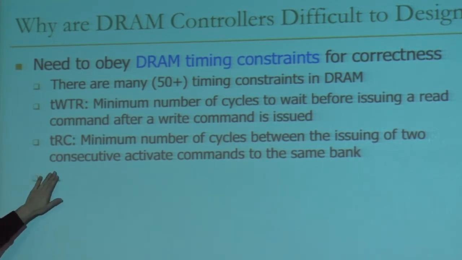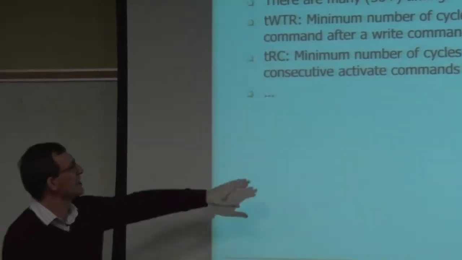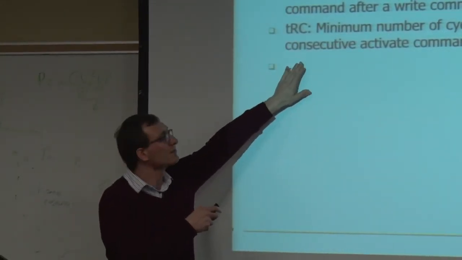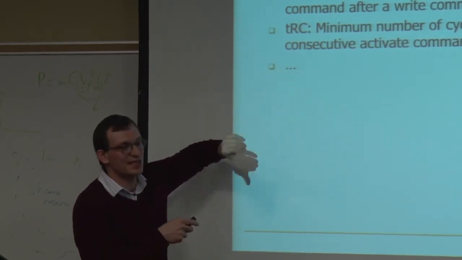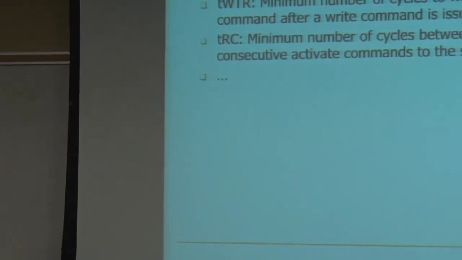TRC is the minimum number of cycles between the issuing of 2 consecutive activate commands to the same bank, right? You need to prepare the bank for the next access. And it takes some time to stabilize the bit lines. As a result, you have this TRC, right? And there are many, many other timing constraints in DRAM to accomplish this. And the controller needs to handle all of these.